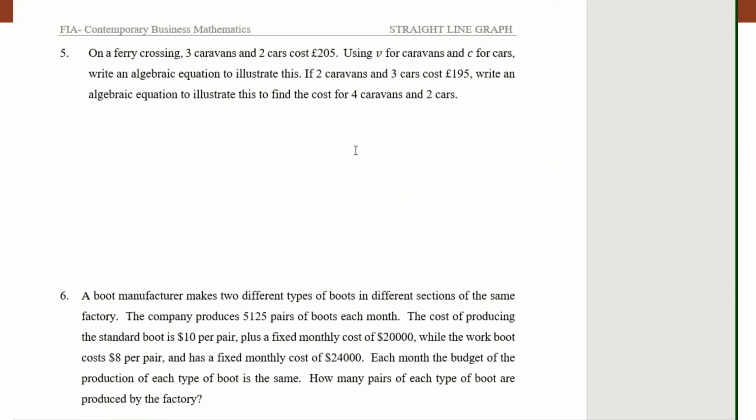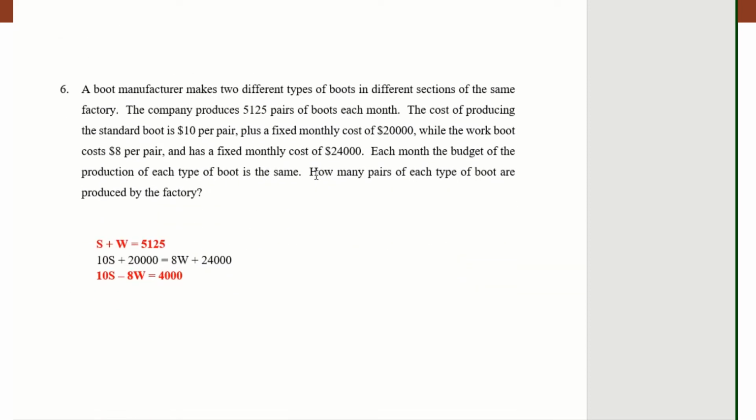Question 5, you just write down your equations, plug them in the calculator and find your answer. Number 6, a company produces two types of boots. So standard plus work is 5125. The cost of producing the standard is 10 for each pair plus 20,000. Work is 8 for each pair plus 24,000. The budget on both is the same, so you equate the left and right. You will get 10S plus 20,000 equals 8W plus 24,000.